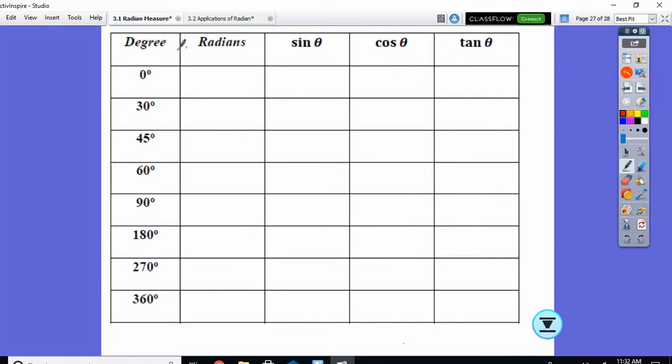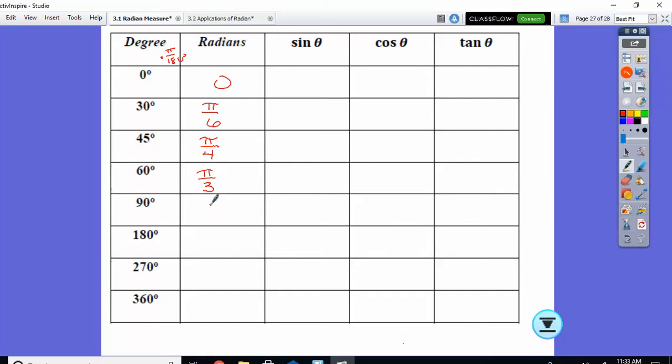To get the radians, we can convert it by taking it times pi over 180, or hopefully eventually we'll get to the point where we just know them. But if I did 0 times pi over 180, we just get 0. If I take 30 times pi over 180, so 30 over 180 would give me pi over 6. 45 times pi over 180, 45 over 180 reduces to 1 over 4, so pi over 4. 60 times pi over 180 gives me pi over 3.